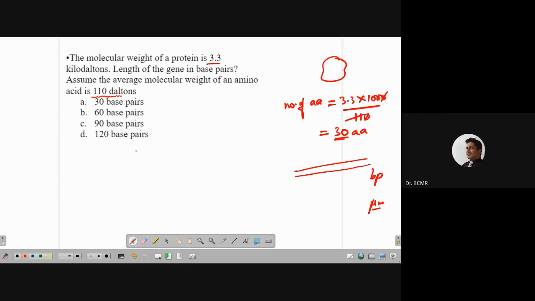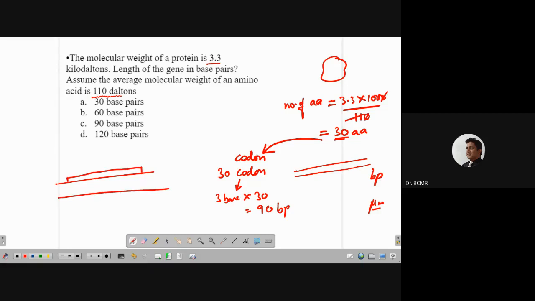And if you know the central dogma of molecular biology, you know that 3 bases code for an amino acid. If I know the number of amino acids, I should be able to know how many codons there are. Each amino acid is coded by 1 codon, so it will be 30 codons. And each codon is about 3 bases. So 3 bases into 30 will be about 90 base pairs. Basically, you're calculating one ORF here, start codon to stop codon. Whether it is in bases or base pairs, it is better to say base pairs. So the answer is 90 base pairs.